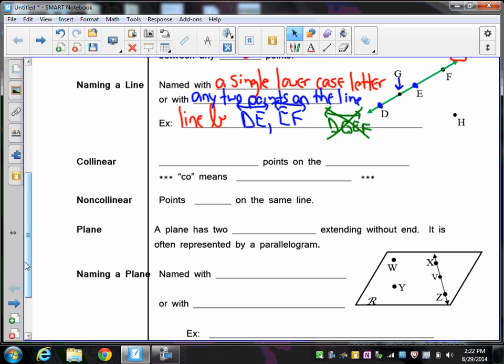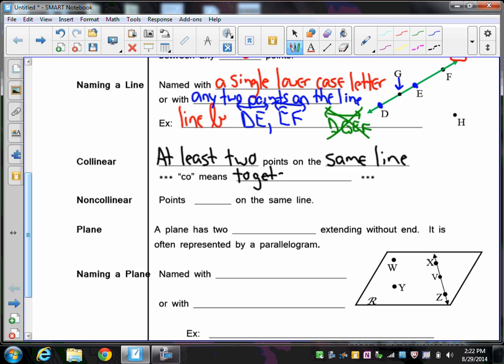So now we're on to collinear. We already mentioned this. That's at least 2 points on the same line. And co means together. So you can probably think of a lot of words that start with co, like co-worker, co-captain, things like that. It means together. So non-collinear points are just points not on the same line. So if collinear means they're together, non-collinear means they're not together.